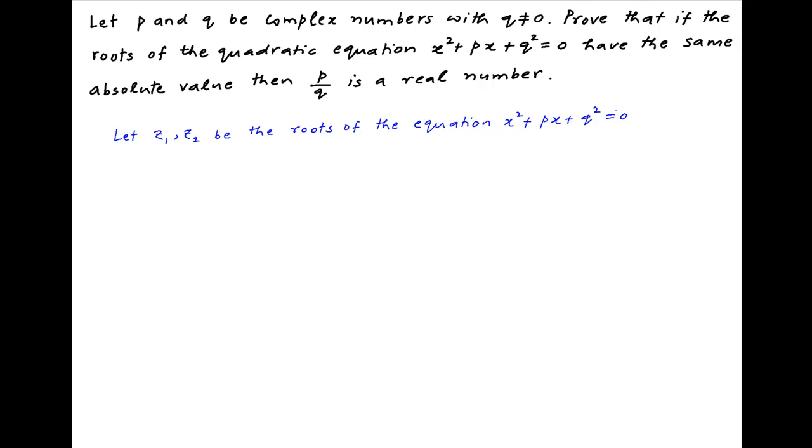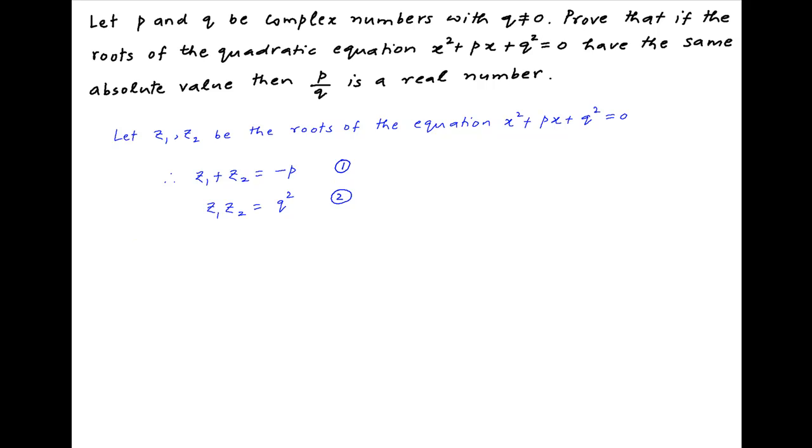Therefore, the sum of the roots of this equation, z1 plus z2, is equal to minus p, and the product of the roots, z1 times z2, is equal to q square. Let's denote these two equations by 1 and 2 respectively.